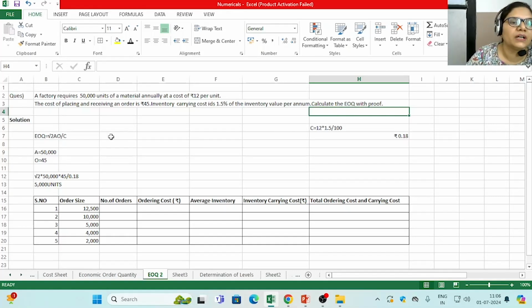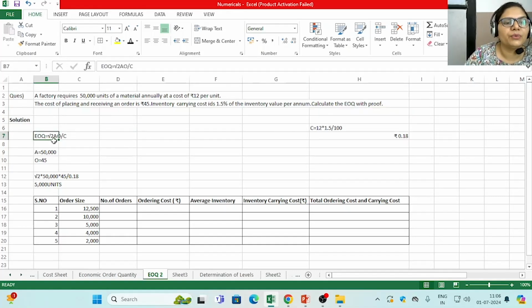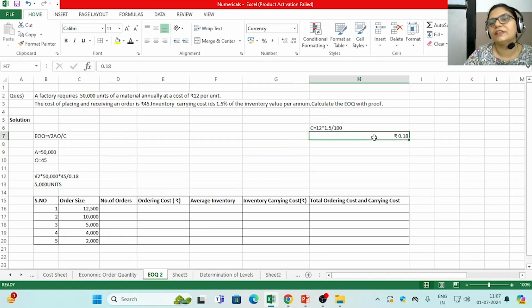Calculate EOQ with proof. We all know EOQ is equal to under root 2 into A into O upon C. Annual demand we all know is 50,000 units. Ordering cost is 45. Carrying cost we have calculated over here. We all know carrying cost is always calculated as a percentage of inventory value. Here we have 12, that is the price per unit of the material, into the percentage given for carrying cost, 1.5%. Please make sure this is 1.5 divided by 100. Price per unit into percentage given. So 12 into 1.5 divided by 100 will give you rupees 0.18. This is your carrying cost.